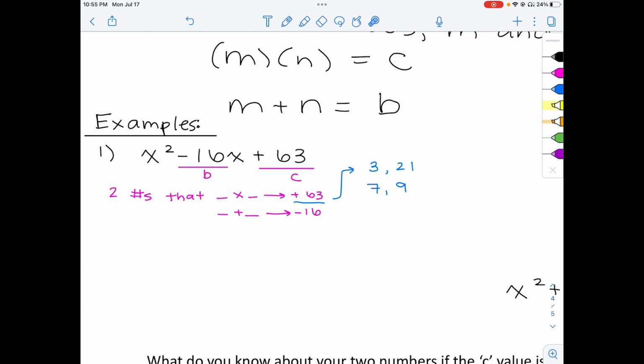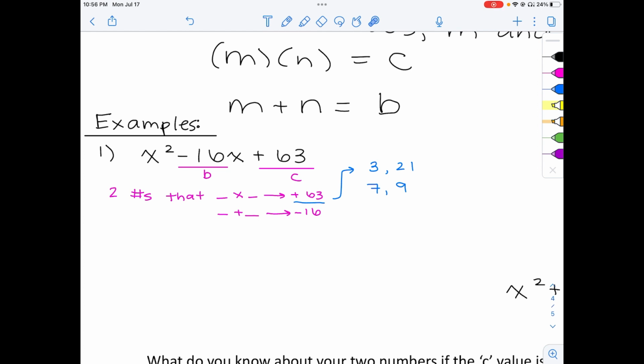make the numbers both positive, I can make them both negative, or I can make one positive, one negative. Okay, so in this case, if these are multiplying to a positive number and adding to a negative number, they are both going to have to be a negative.